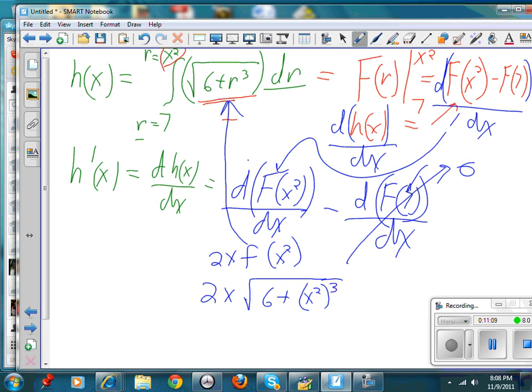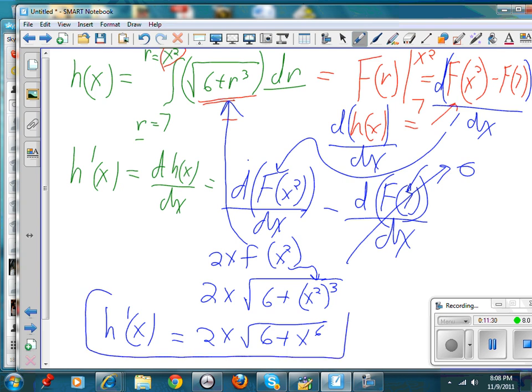Okay, do you see that? 2x times the function f, which is just that, evaluated at x squared. So this would be equal to 2x times the square root of 6 plus x to the 6th power. Okay, and that would be the derivative of this function h. So notice we used the fundamental theorem, but then we had to remember the chain rule to get this correct.